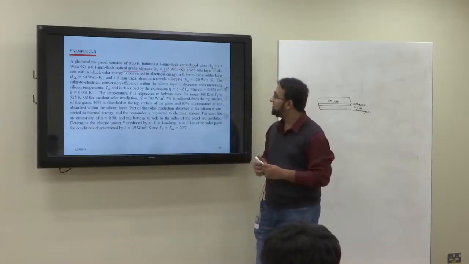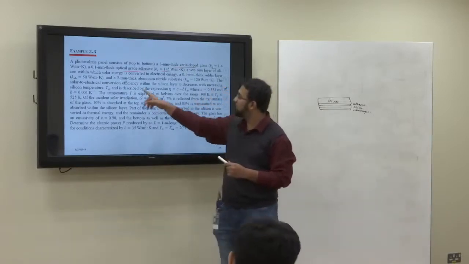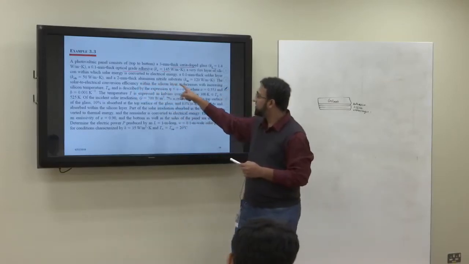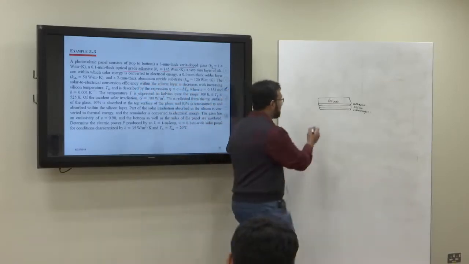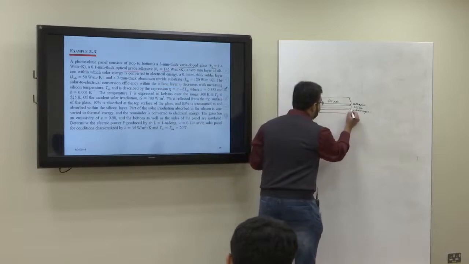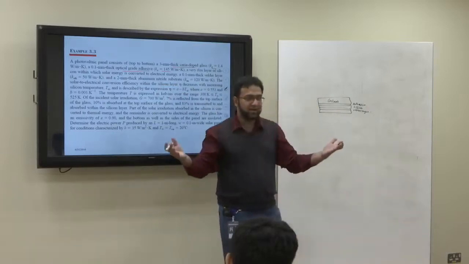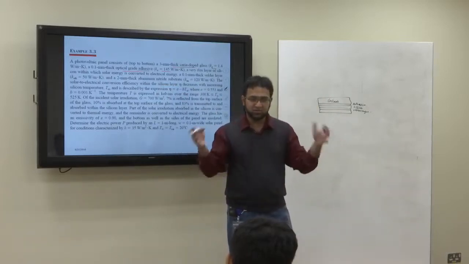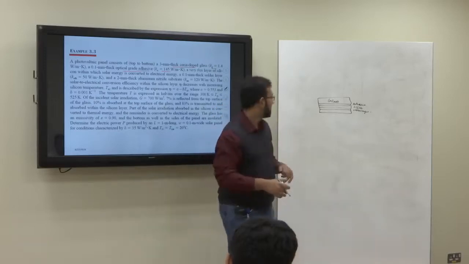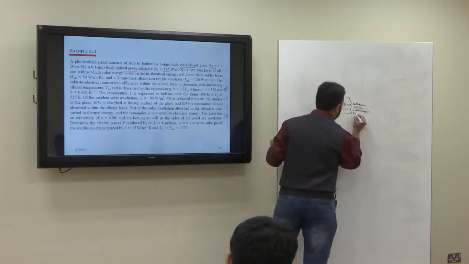Then after the solder layer, you have a 2 millimeter thick aluminum nitride substrate. This substrate is the green color panel, the green color base over which everything was put. So you have the substrate here.